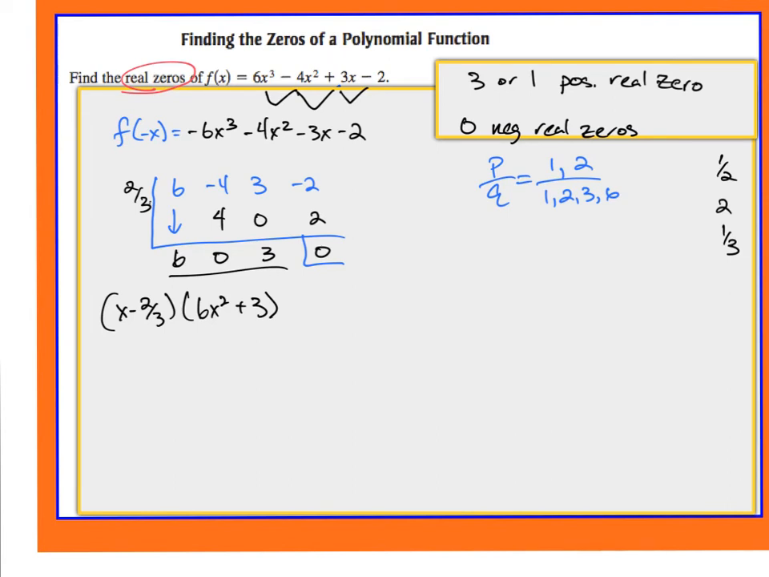All right. So the only 0 that I found is what? 2/3, comma 0. All right. And then I'm done.